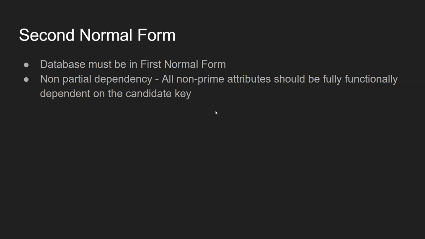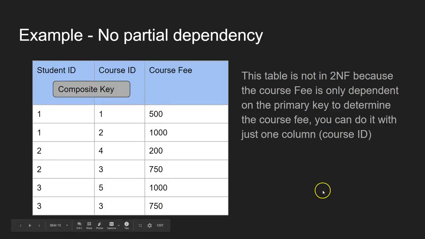Well, what does that mean? It sounds a bit complicated, but it's not. So let's have a look here. We've got a list here of students: the student ID, the course ID that student is doing, and how much that course costs. So student 1 is doing course ID number 1, and that course costs 500. Student ID 2 here is doing course 3, and it's 750, and student 3 is also doing course 3, and it's costing 750.